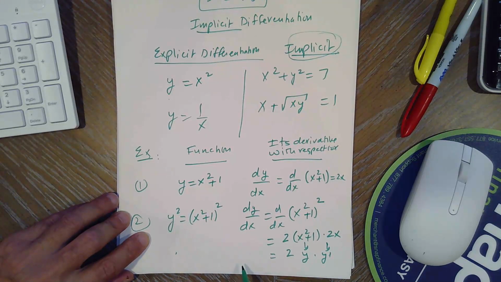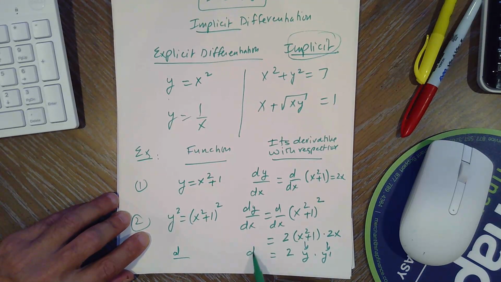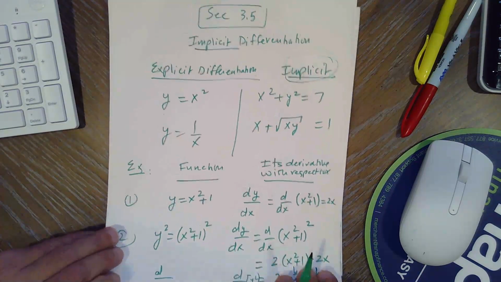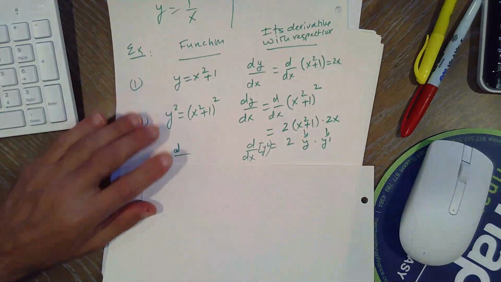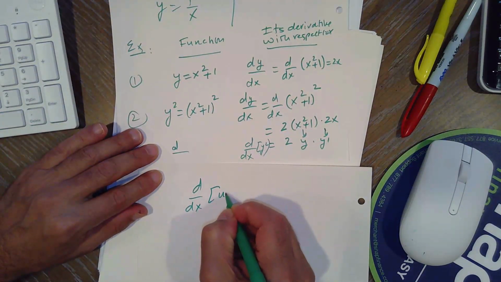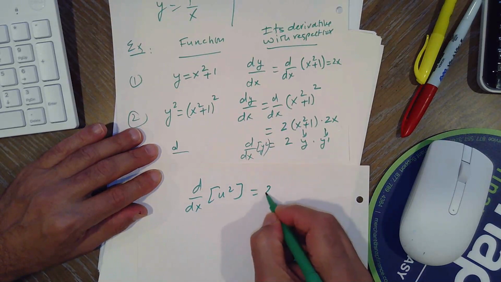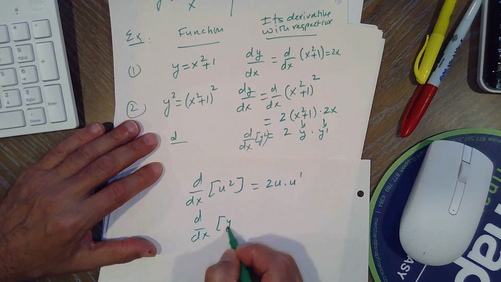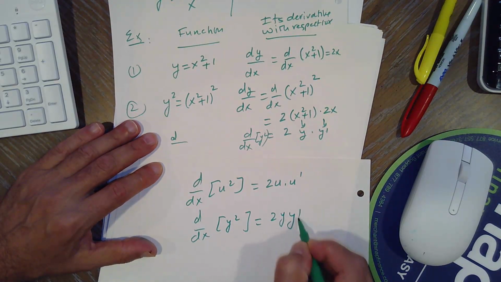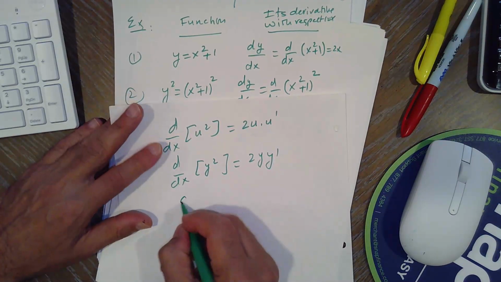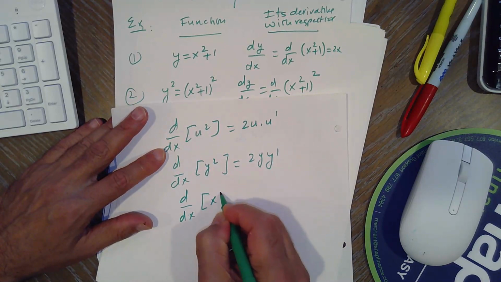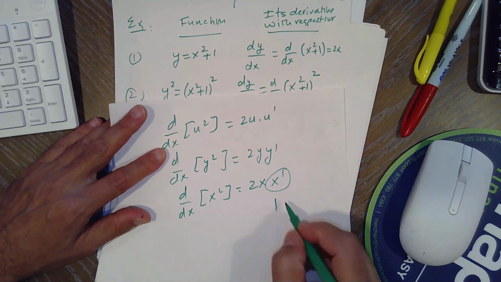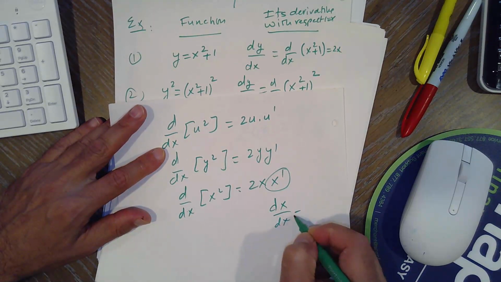So derivative with respect to x of y squared is 2y prime. Just like derivative with respect to x of u squared, according to chain rule, is 2u prime. Okay, so be careful. We're not talking about x squared. If it was derivative of x squared, it's 2x x prime, of course, but x prime is 1. That's why we do that. X prime is dx by dx, which is 1.